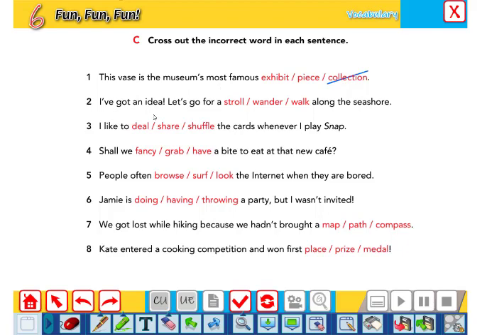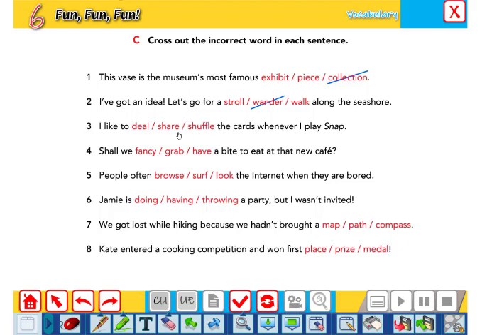Let's go to number two. I've got an idea, I'm sorry. Let's go for a stroll, a wander, a walk along the seashore. So guys, let's focus here. It says "a", which means this word must be a noun. The word stroll, yes, it can be a noun. The word wander, that can't be a noun. The word walk can be a noun. So the word wander is incorrect here because we can't say let's go for a wander. No, that's weird. We say let's wander around the place as a verb. We can't use it as a noun.